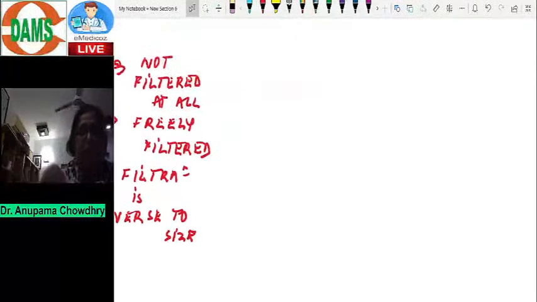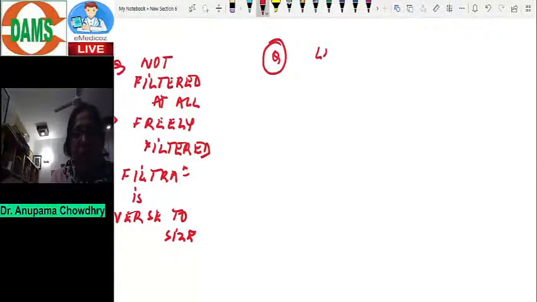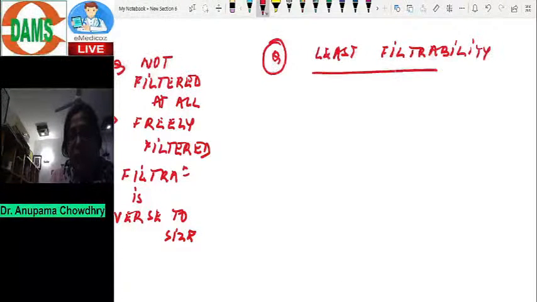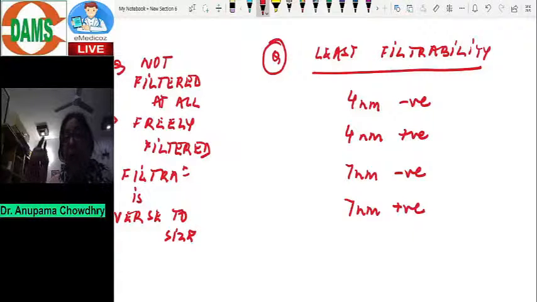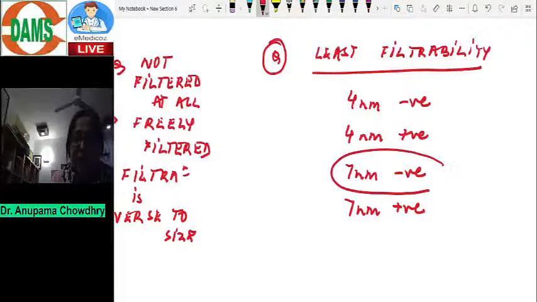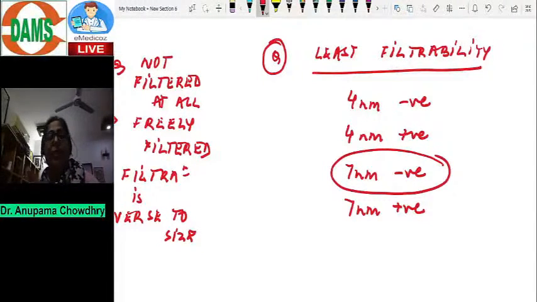Now, here comes a question: which of the following has the least filtrability? Is it going to be 4 nanometers negative, 4 nanometers positive, 7 nanometers negative, or 7 nanometers positive? Remember, I said charge is also important. The basement membrane has a negative charge. So what is going to have the least filtrability over here is 7 nanometers negative.